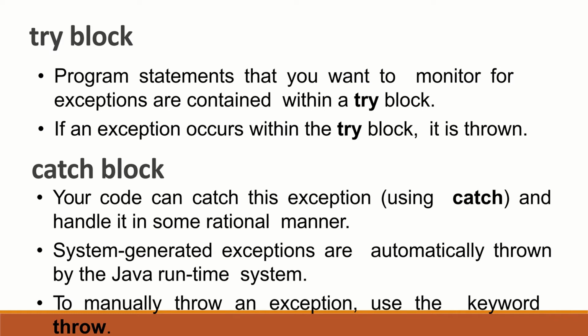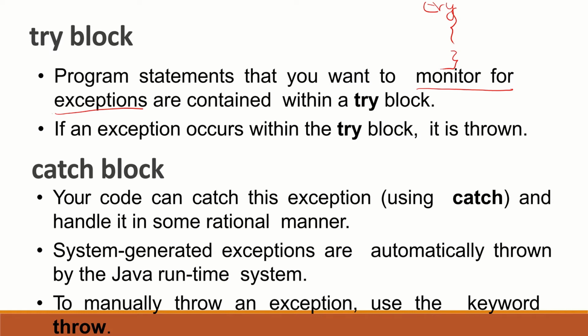Try block, catch block. A block means it is a set of code inside curly braces. So a try block is a set of code inside the try block. The try block contains the piece of code where the exception may arise, or the code which should be monitored for exceptions should be given inside this try block.